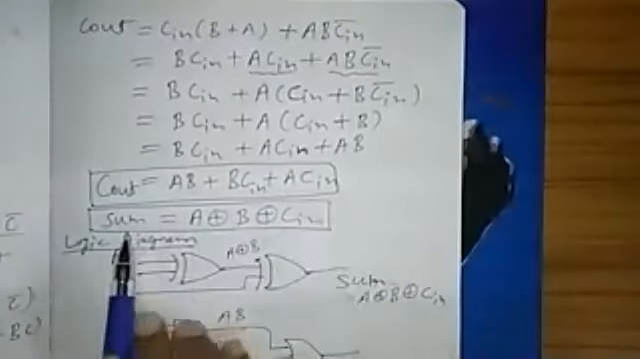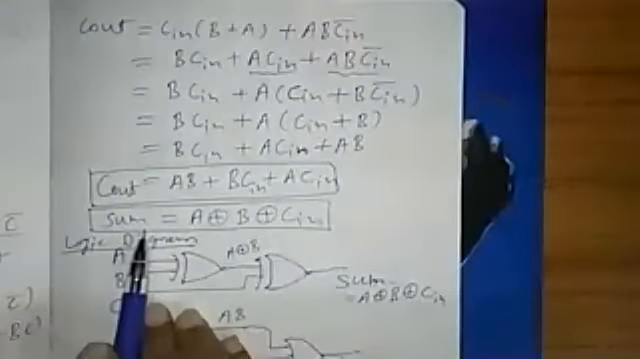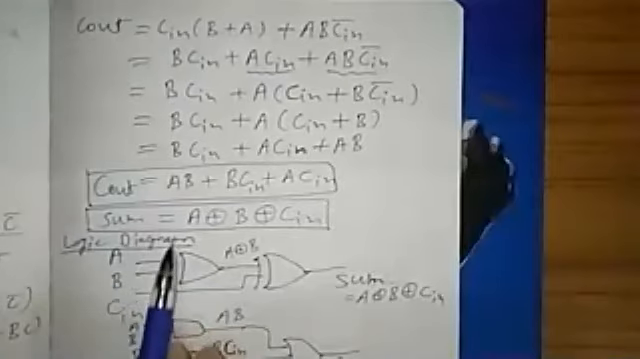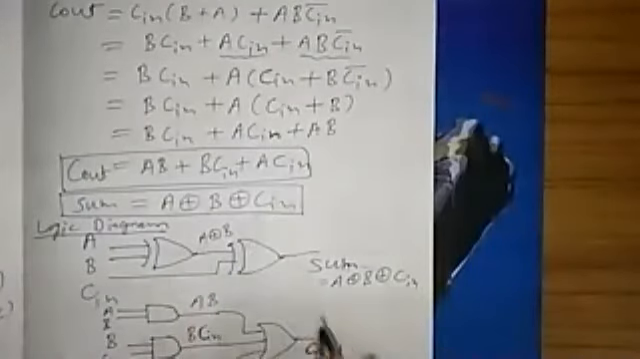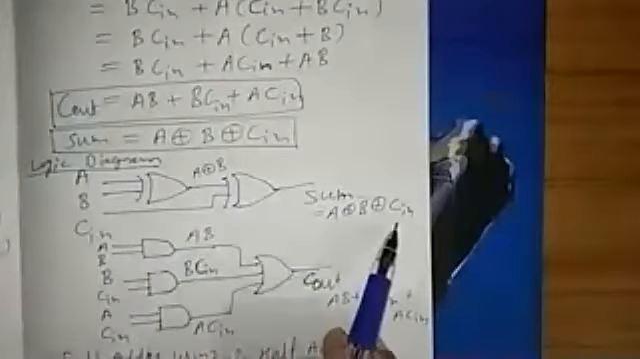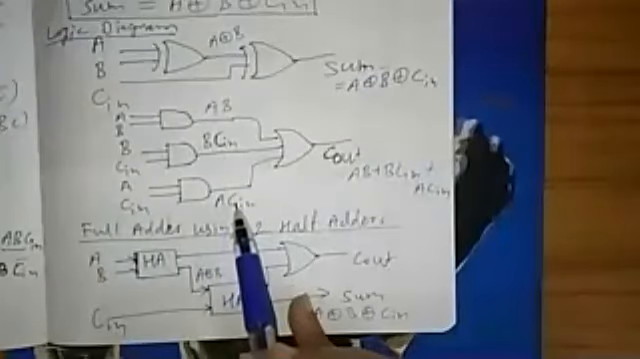Okay. Now sum will be, go on putting the attendance in the chat box, no problem. Now sum will be A XOR B XOR Cin. And therefore if I put the logic diagram here, A XOR B and A XOR B XOR Cin, okay, and then AB, BC, AC, this will be Cout.